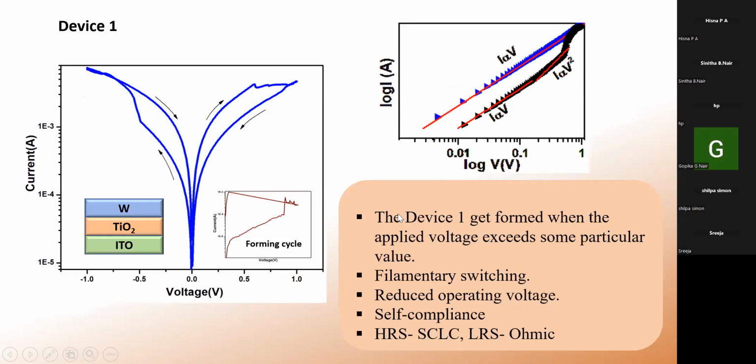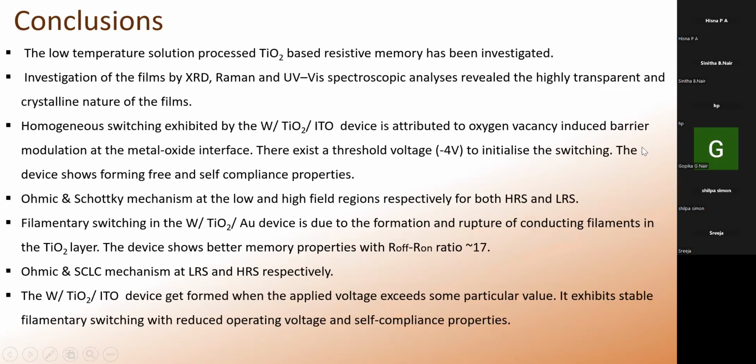We have also observed that device 1, a TiO2 film deposited on an ITO substrate, gets formed when the applied voltage exceeds some particular value. That film gets formed and we get filamentary type switching, and the conduction mechanism is also steady: we got an SCLC type mechanism and an ohmic mechanism here. These two devices, the homogeneous switching device and the filamentary type switching device, have their own applications.